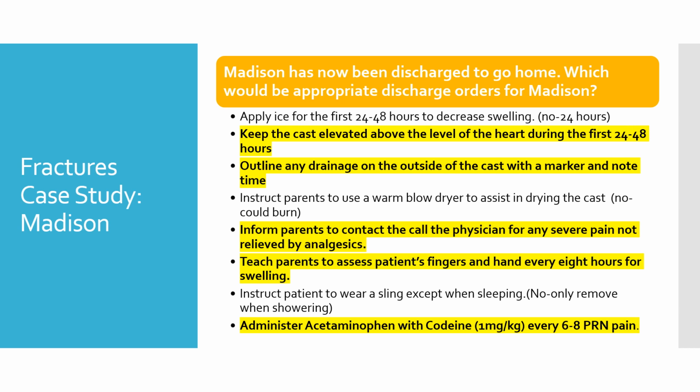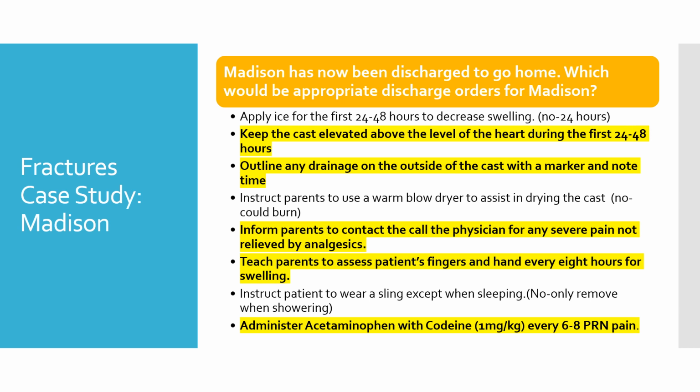Outline any drainage on the outside of the cast with a marker and note the time. Again, that could be because we have a laceration underneath there and it could be bleeding, or it could be infection. So we're making sure that it's not getting worse. Instruct parents to use a warm blow dryer to assist in drying the cast. No, we don't use any kind of blow dryer when drying a cast, and we tell the parents not to do that. We could cause a burn.